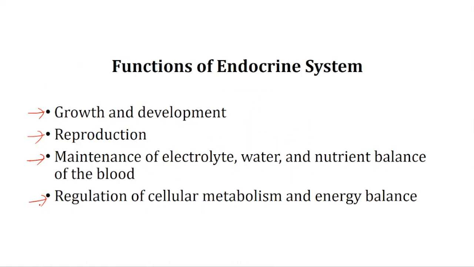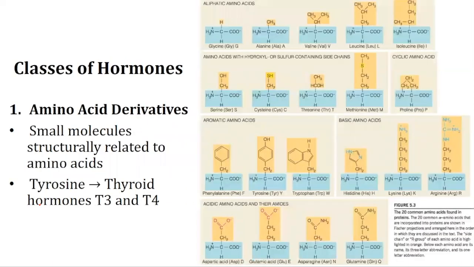All right, so now that we've talked about the general functions of the endocrine system, let's move on and talk specifically about the chemical structure of hormones. Hormones, like neurotransmitters, can be classified, and we do that by looking at their chemical structures. The first category of hormones are known as amino acid derivatives.